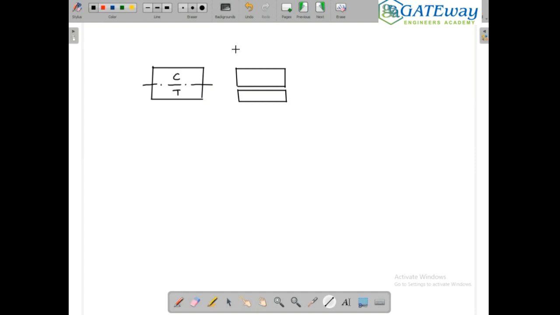We know for M20 the compressive stress is 20 Newton per mm square, and the tensile stress is 2 Newton per mm square. For the same beam, the compression zone is 20 Newton per mm square, and the tensile strength is 2 Newton per mm square.